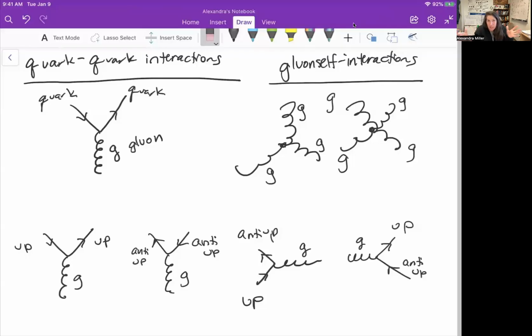Because for now, all you need to know is we have an up coming in and an up going out. So they're the same flavor. They could possibly change color because of the interaction with the gluon. That's all I was really trying to get at with that.